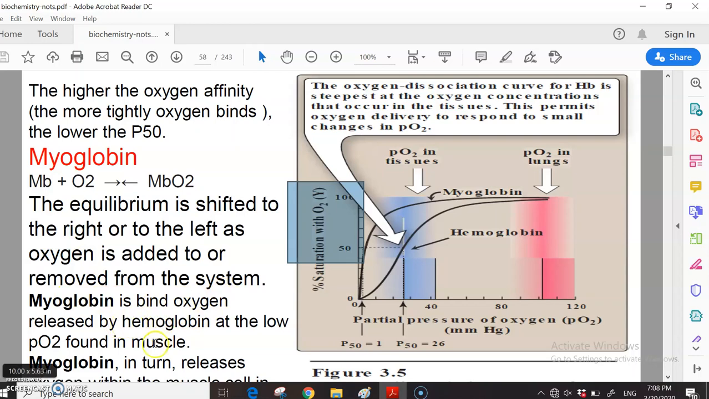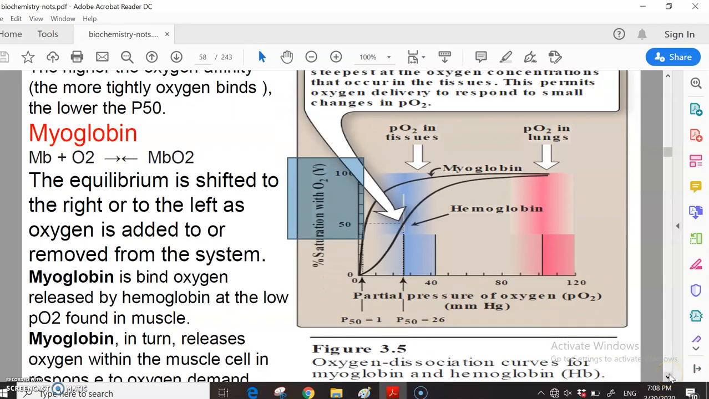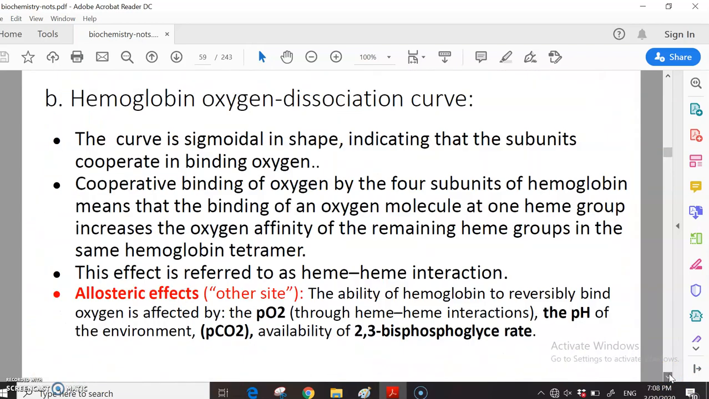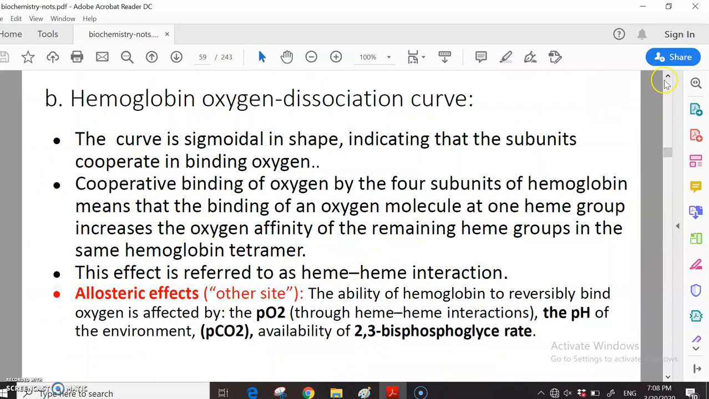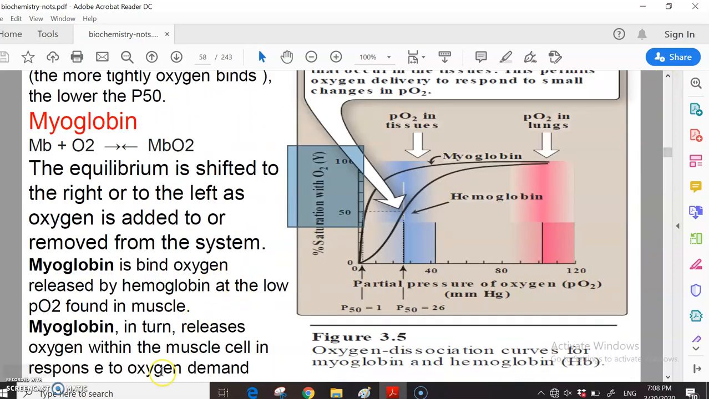Myoglobin binds oxygen released by hemoglobin at the low pressure of oxygen found in muscle. Myoglobin in turn releases oxygen within the muscle cell in response to oxygen demand.